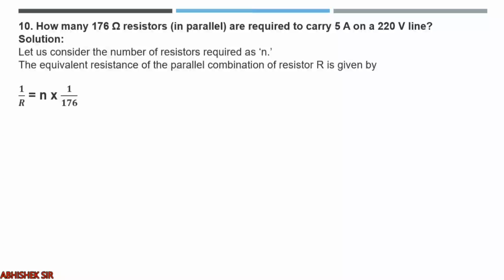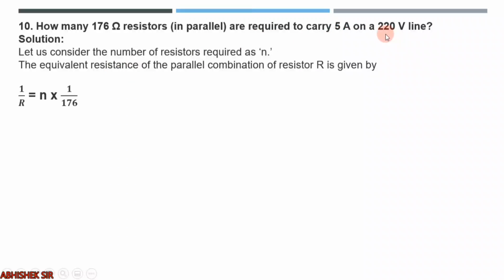If there are two resistors, 1 by 176, 1 by 176. If there are three, 1 upon 176 plus 1 by 176 plus 1 by 176. If it is more than 3, we will multiply that with that number. So if it is n number, what will be the equivalent resistance? 1 by r equals to n into 1 by 176. Okay. So ultimately the equivalent resistance we have got, right?